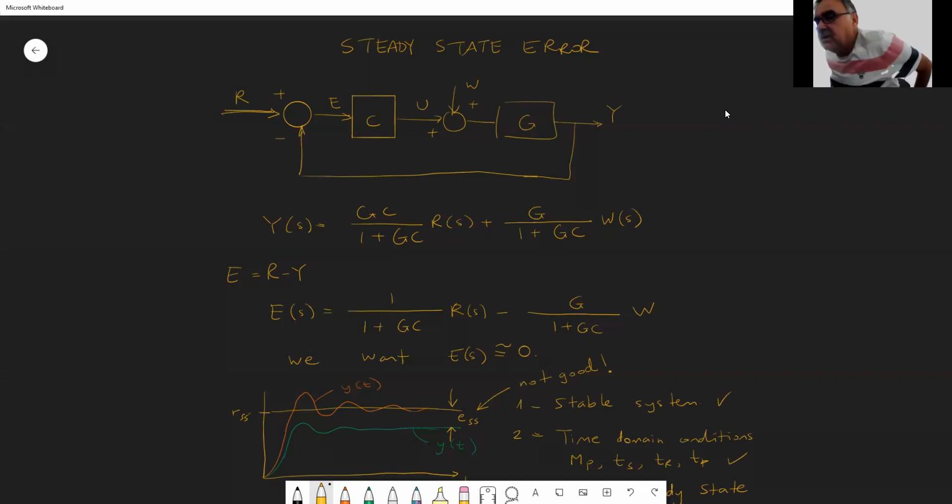So we will be talking about the steady state error, and we started it last time, as you remember. We have a feedback system with unity feedback. Unity feedback means that the measurements are perfect, so the sensor that you might have here is just one, so it doesn't affect the result. The output is a function of the reference input R and the disturbance W.